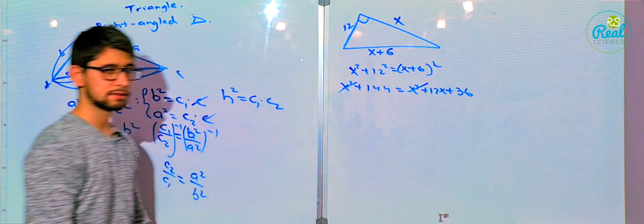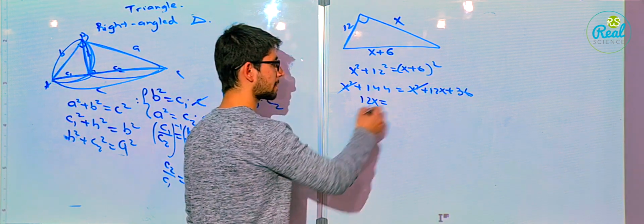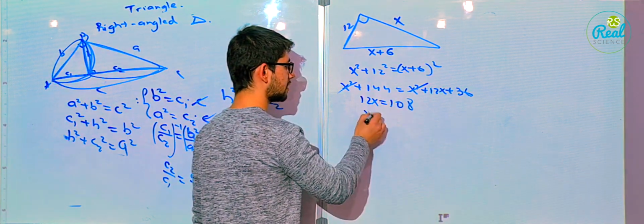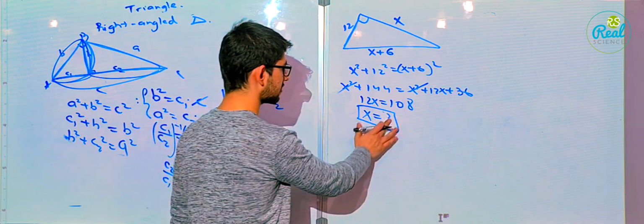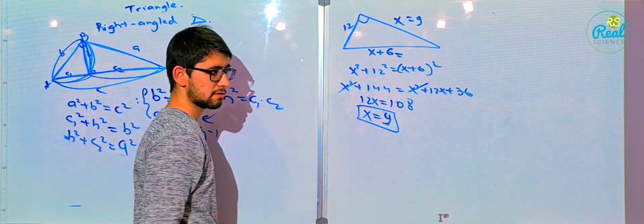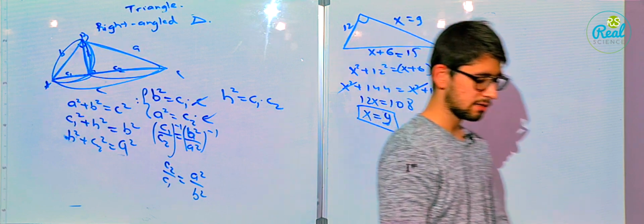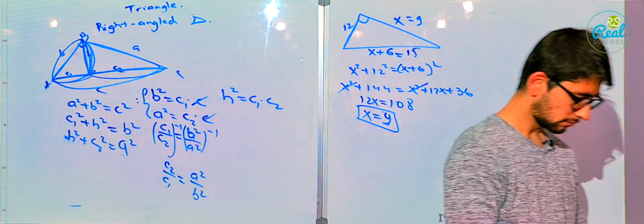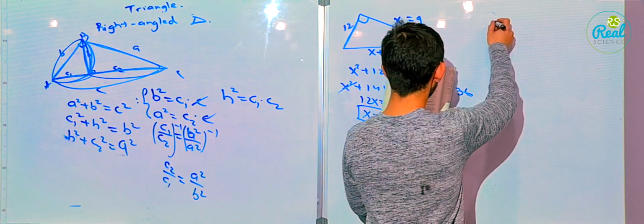So what is next to find x, right? 12x equals 108, right? X equals 9. Yes, 9. So your x side is 9. What is your hypotenuse measure? 15 centimeters. Yes, easy. Okay, let's work with projections then.